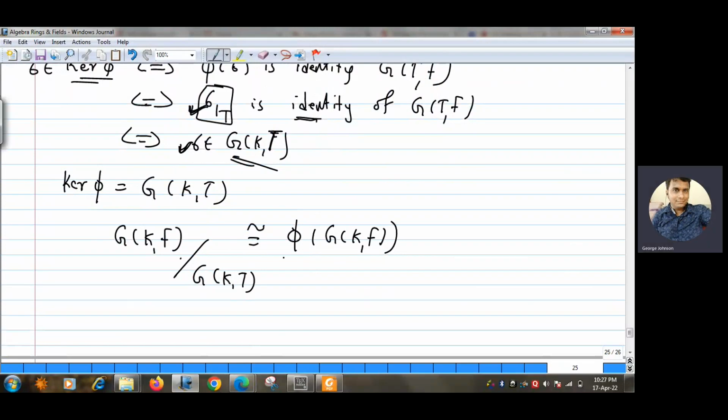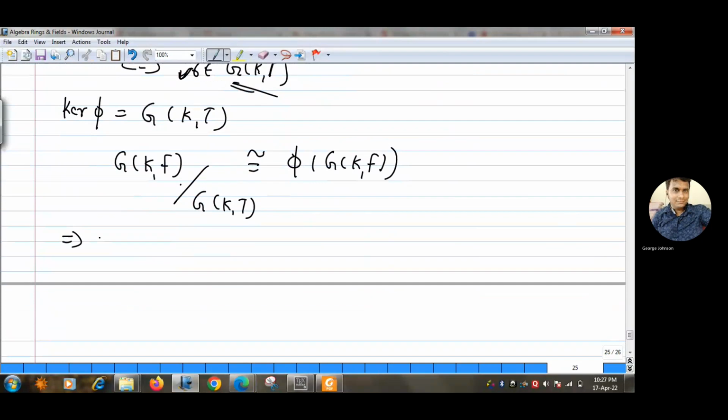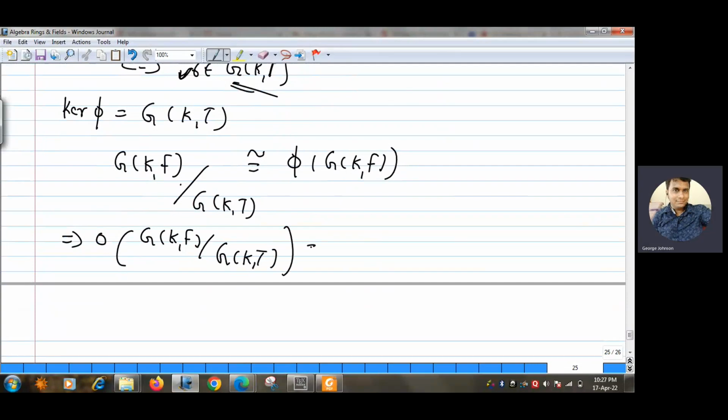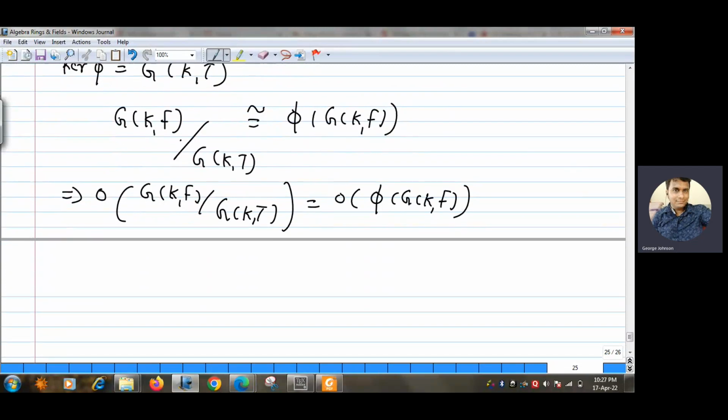Because both groups are isomorphic to each other, the order of the groups is the same. So the order of this quotient group GKF quotient GKT is the same as the order of this range, phi of GKF. So what I have proved is that the order of this quotient group is the same as this, because both the groups are isomorphic. This is a quotient group, okay? So this quotient group is isomorphic to this group, and therefore the order of both groups is the same.